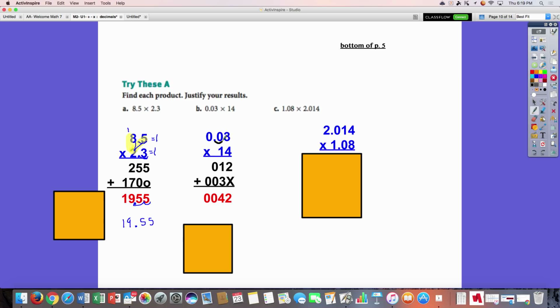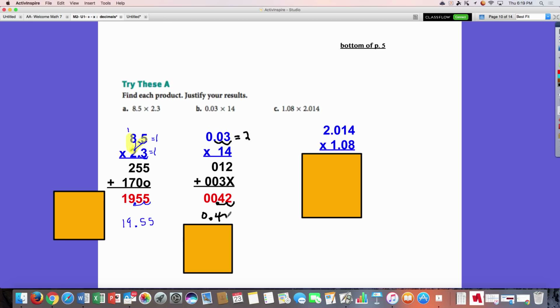I've got 1, 2 spots to the right of the decimal. None in this row. So I start here and go 1, 2. My answer to this problem is 0.42. Or 42 hundredths, if you could say the correct math pronunciation.